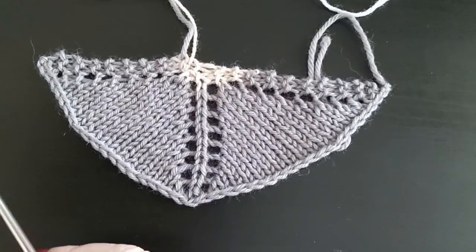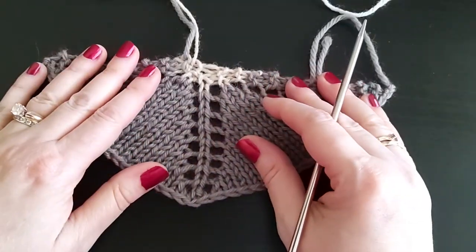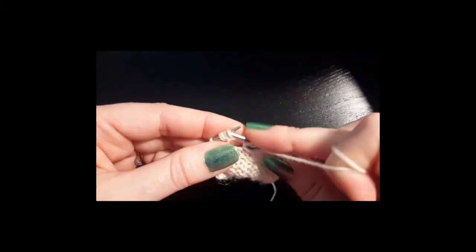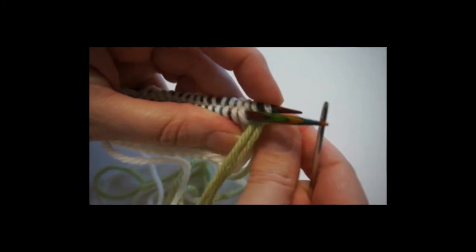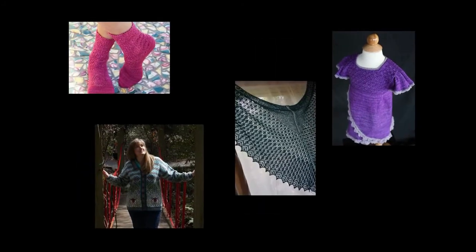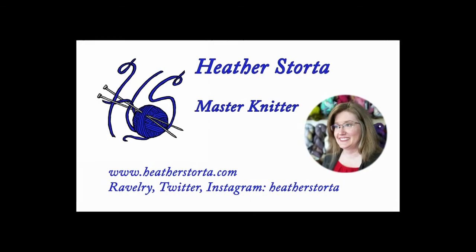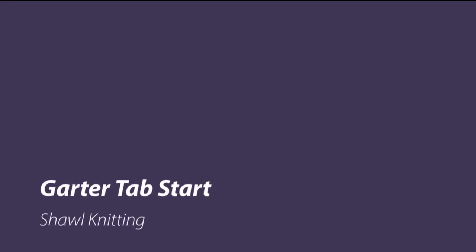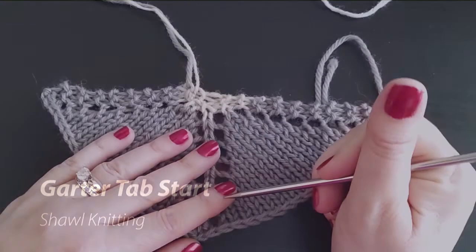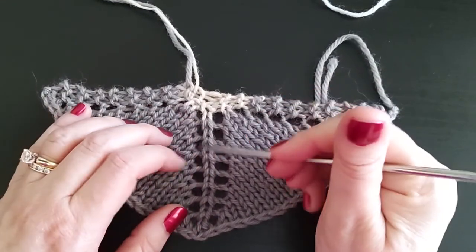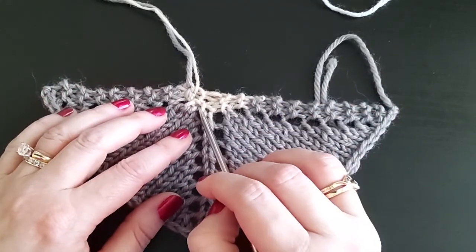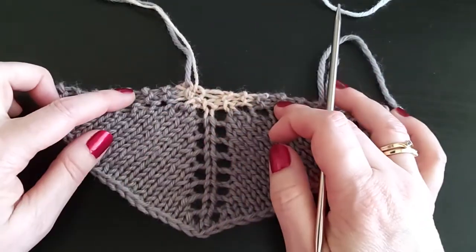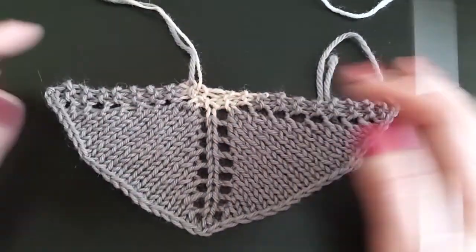In this video, I will be showing you the garter tab start for a shawl. A garter tab start is typically used for top-down shawls that usually are a triangle shape or some other shape that has a straight edge across the top edge.